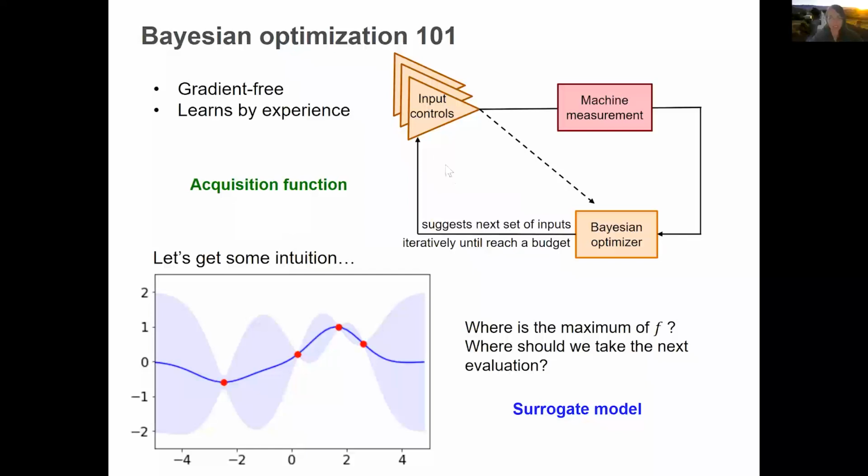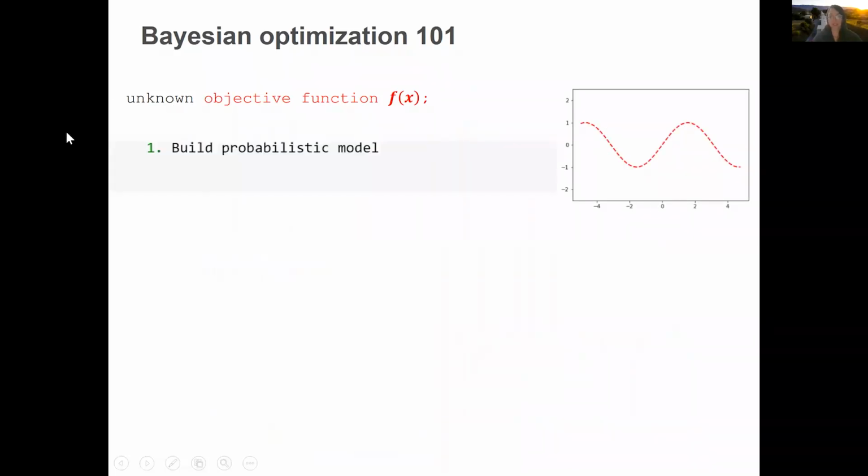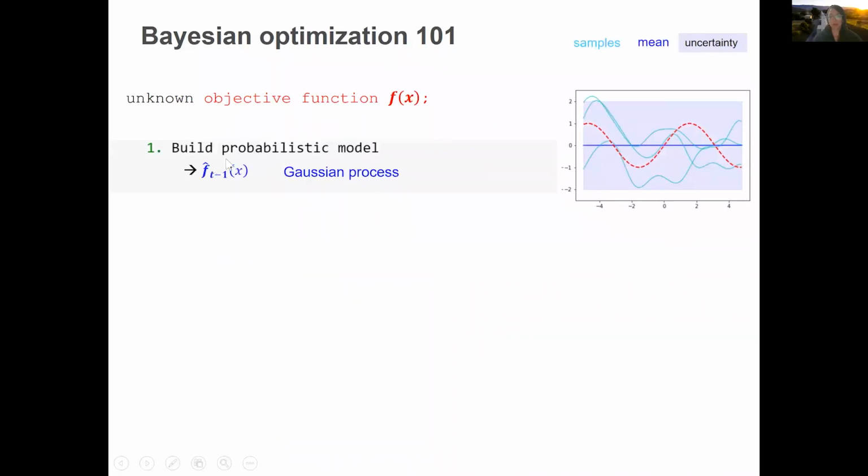Okay, so let's continue. Here we have an unknown objective function. This is it. We build a probabilistic model. We use a Gaussian process. Here you can see the mean of this Gaussian process, the uncertainty, and a few samples from that process.